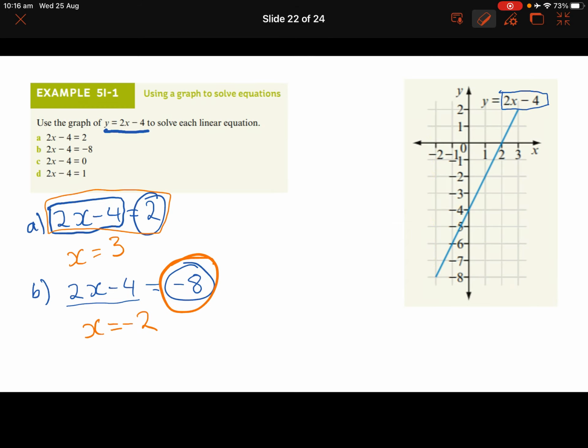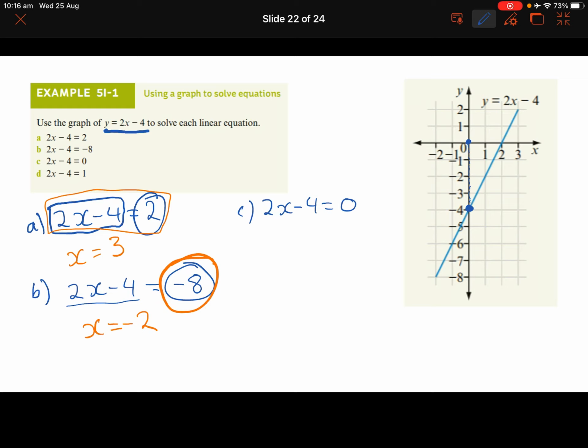All right, a couple more. We've got C. 2x minus 4 equals 0. So when y equals 0, y equals 0 is here. So let's go down to our line, which is here. So when y equals 0, what is our x value here?